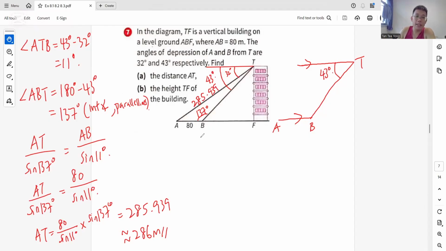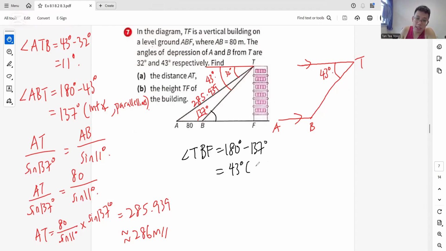Going to do it in black. So the height of TF. We want to solve for TF. First thing first, I know that angle TBF, this angle here, is actually 180 degrees minus 137 degrees, or you can do alternate angle, whichever. It will be the same thing. So it equals 43 degrees.